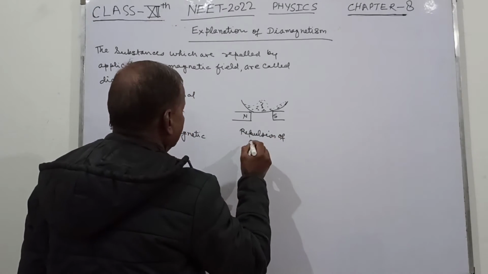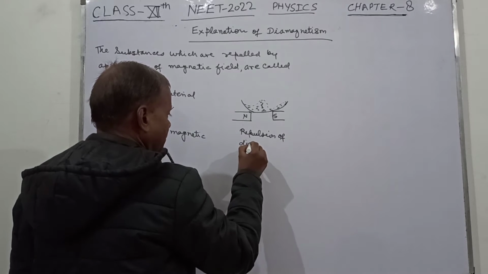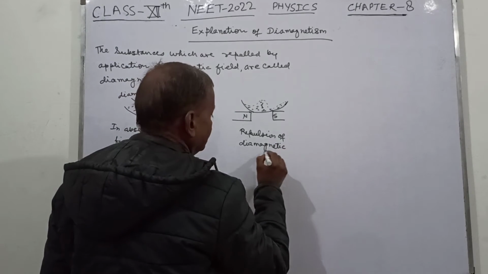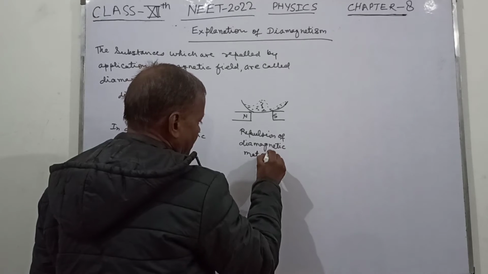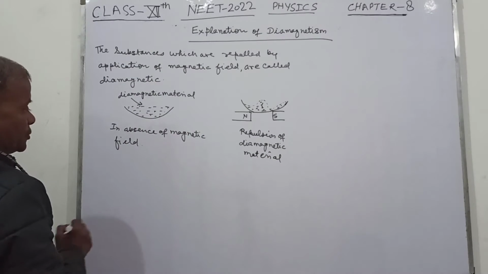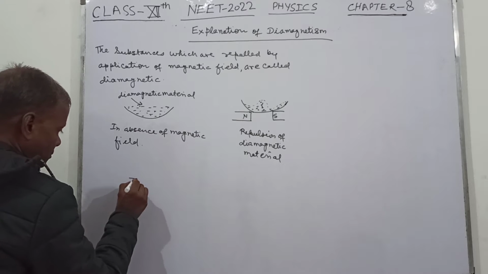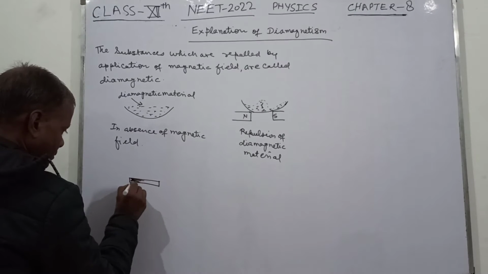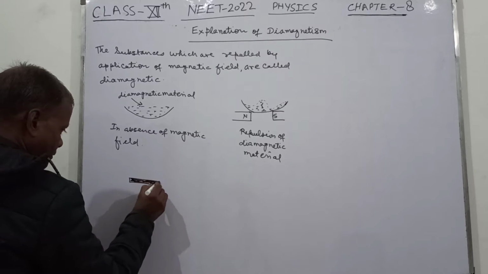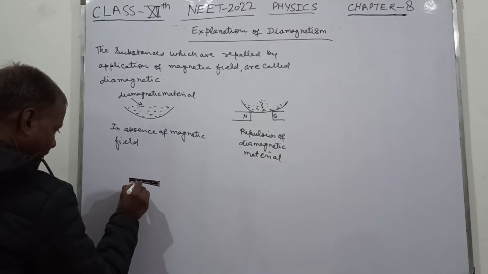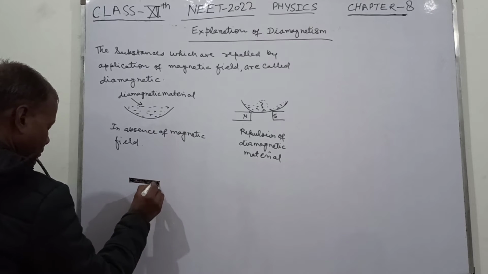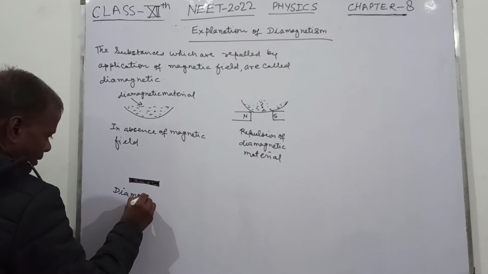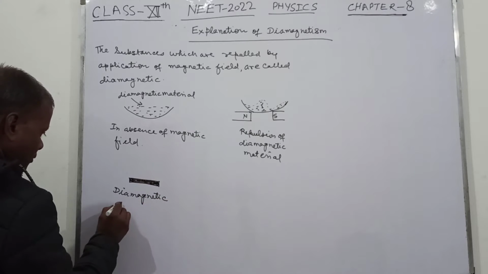Repulsion of diamagnetic material. Suppose we are having a rod. This is in the form of a rod. This is a diamagnetic rod.